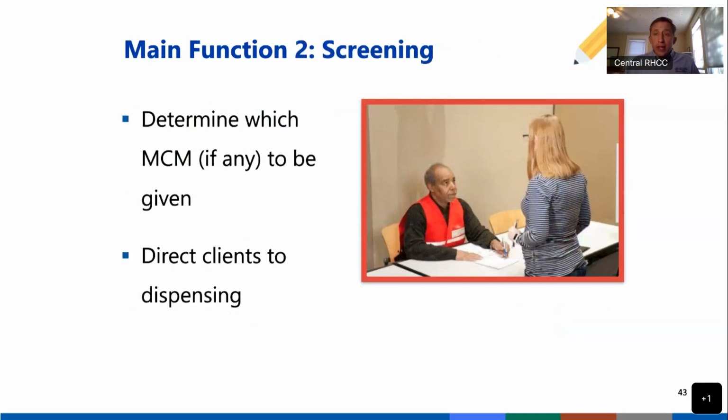So then for screening, that's where you're going to determine which MCM, if any, is to be given. And as I mentioned before, you're going to go over the screening questionnaire, which might cover allergies, whether or not the patient is pregnant, and that sort of thing, or a brief medical history. For example, if they've had Guillain-Barré syndrome in the past, then that might prohibit them from receiving a certain type of vaccine. And then from there, you'll direct the clients to the dispensing area.